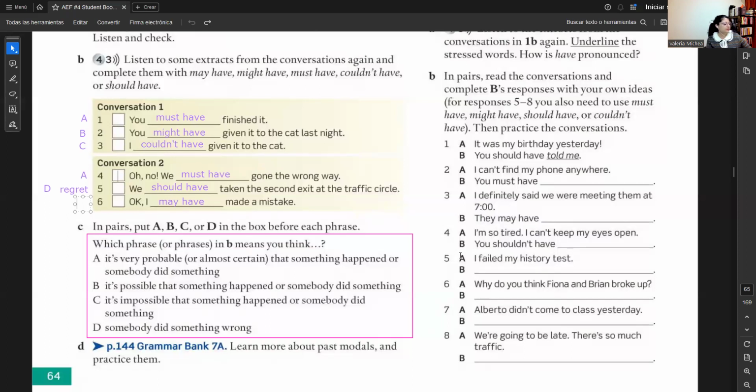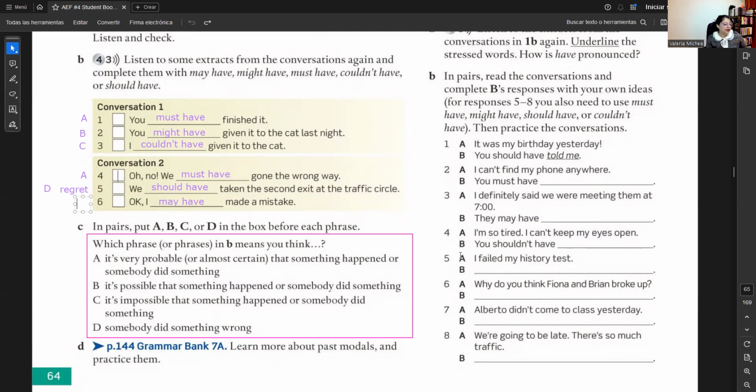No options here. It is possible, it is impossible, it is probable. Someone did something wrong. B or D, B, B, B. I may have made a mistake.